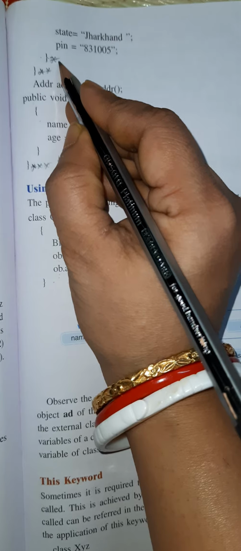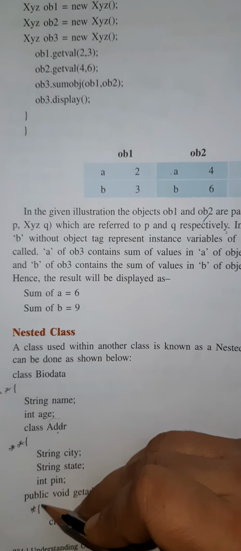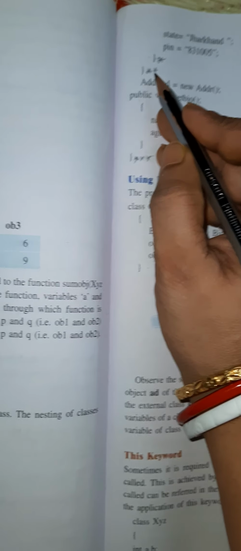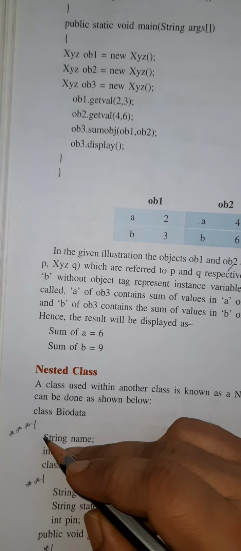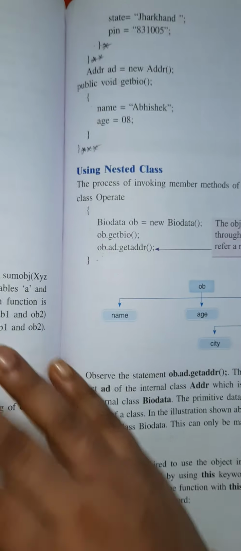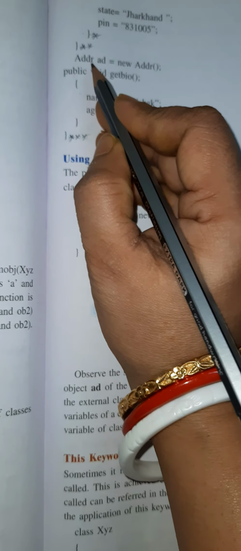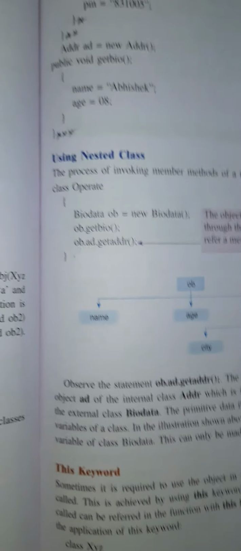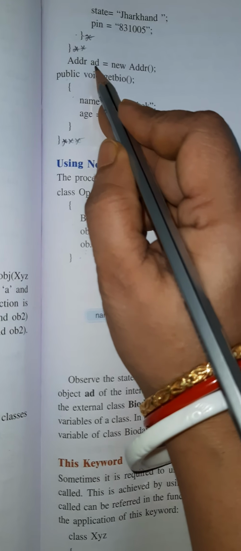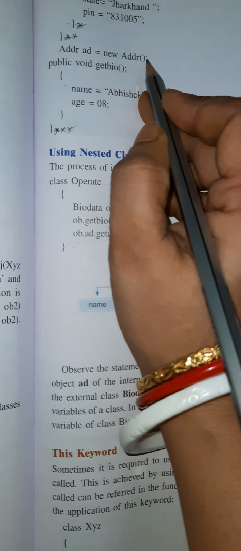So the first asterisk indicates the method, and the two asterisks indicate the class. So this is the end of the class adder. Two asterisks here, two asterisks for adder. Then after that, the adder object is made. You can see addr add equal to new adder, an object is made for this class, the inner class.